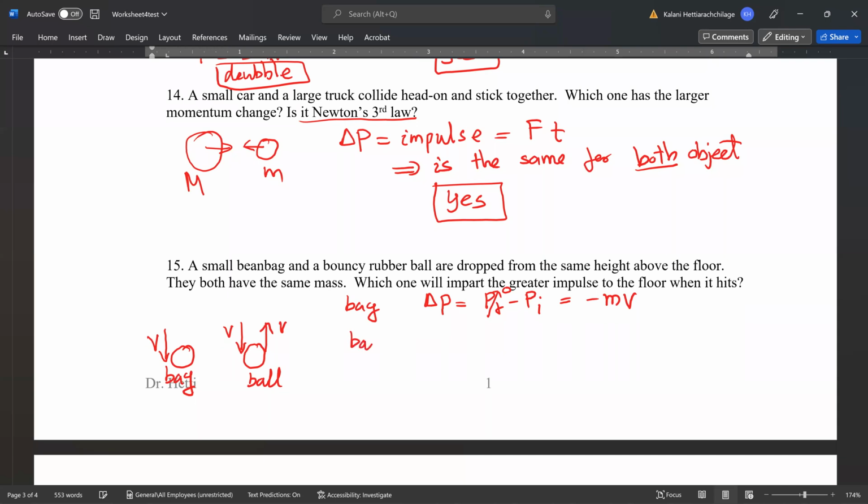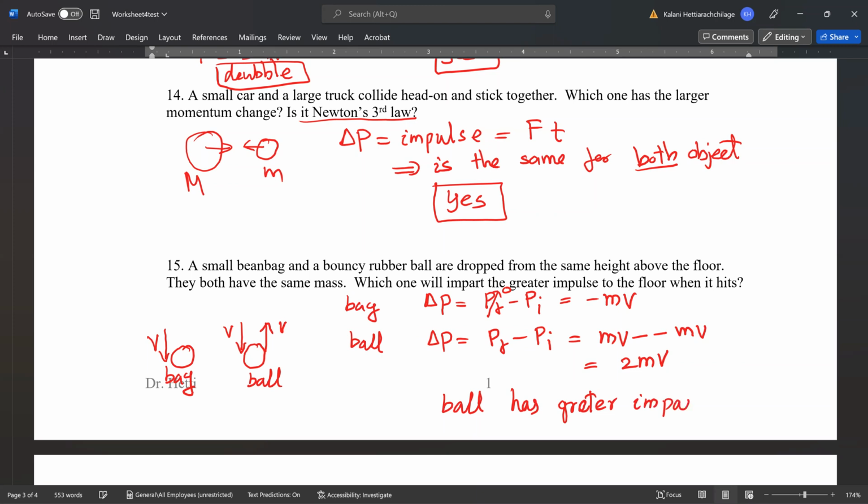But for the ball, what happened? The ball also has a change of momentum, that will be P final minus P initial. None of them are 0. This final will be M and V, but initial will be negative M and V. Because of that, you're going to add, it's twice M and V. What that means is the ball has greater impulse. Impulse is greater for the ball.